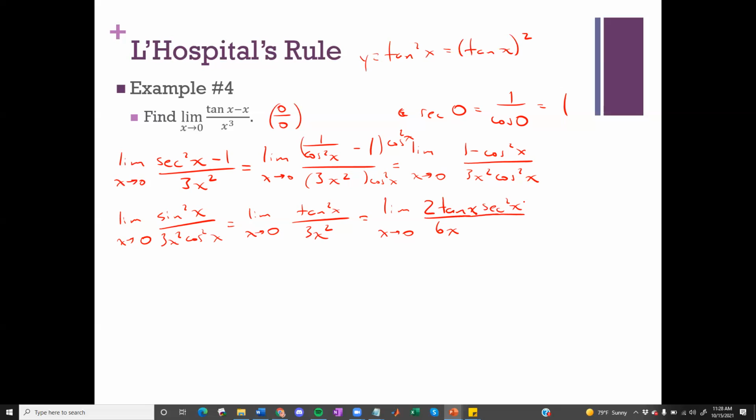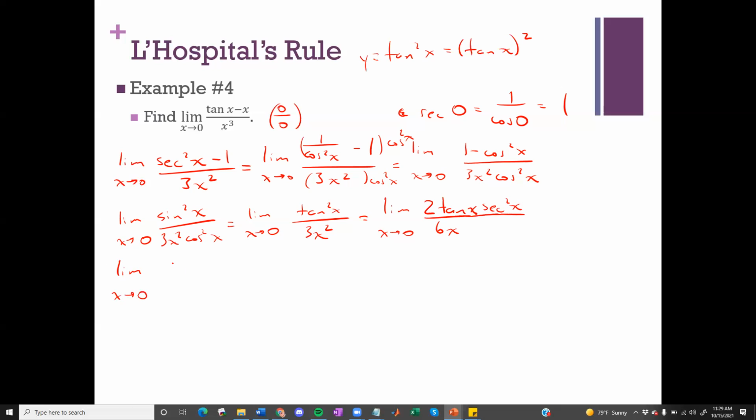It's getting a little out of control, isn't it? Are we getting closer though? What tells us we're getting closer? The powers of the denominator are getting a little easier to deal with.